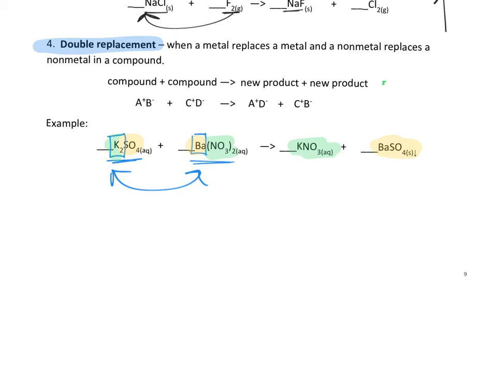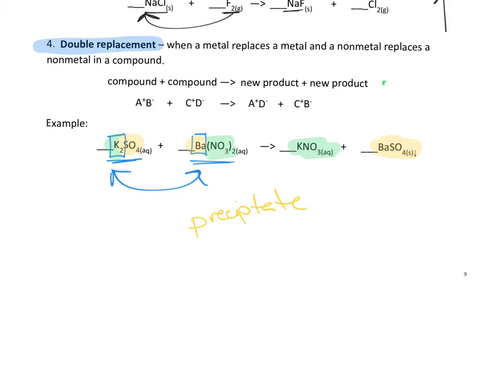And you can tell something is double replacement if you've got two compounds initially, and you've got those first two elements or first two ions are going to swap. Now, something you do have to watch out for in these is called the precipitate.